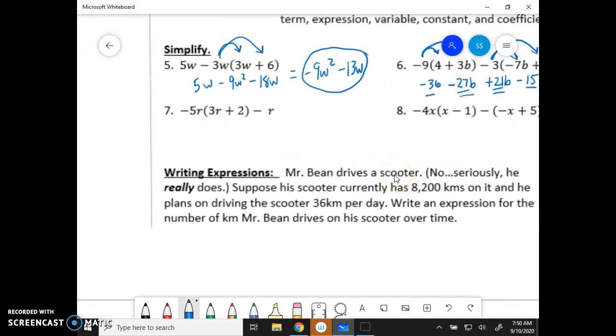All right. Number 7, we get negative 5r times 3r. That's going to be negative 15, and then r times r is r squared. And then our second distribution, negative 5r times 2 is negative 10r. Drop down this negative r. And so we can combine these like terms and we get negative 15r squared minus 11r. Because we got negative 10 minus 1, we get negative 11.